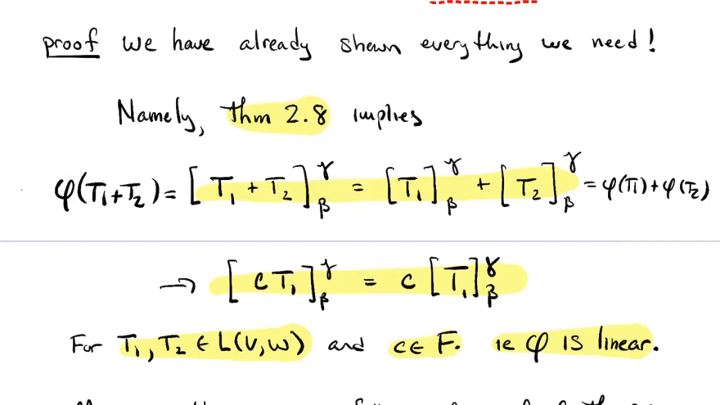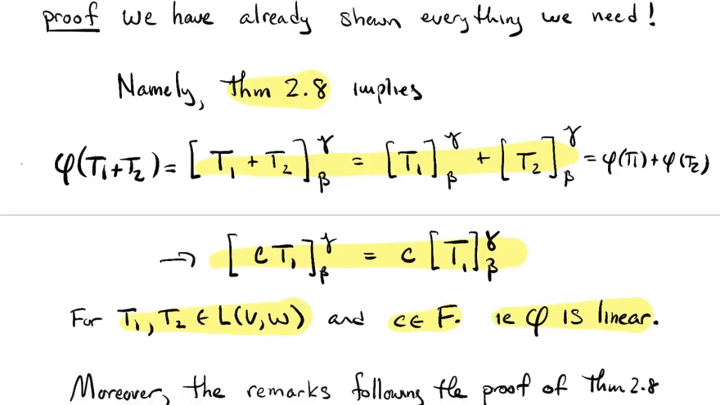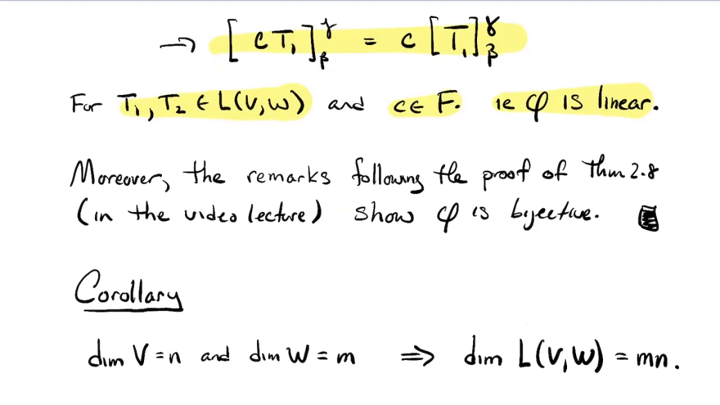Okay, I'm going to send you back to the video where we proved Theorem 2.8, because right after I got done proving it, I remarked that this map, I didn't call it phi there, was one-to-one and onto. We showed that it was bijective. So it's a one-to-one onto linear transformation. It's an isomorphism. That's all the theorem said. Cool. So as a corollary of that, if V and W have dimension n and m, then we know now that the dimension of the vector space of linear transformations from V to W is m times n, because that's the dimension of the matrix vector space.